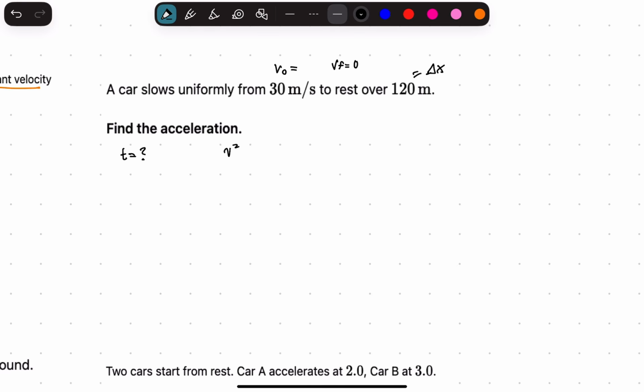So that's going to be V squared is equal to V initial squared plus 2 times acceleration times delta x. It's going to be 0 times 0 is equal to 900 plus 240 times your acceleration, because we can show that here: 2 times 120 times a. 0 is equal to 900 plus 240a. So our acceleration, if we subtract 900 and divide that by 240, is going to be equal to negative 303.75 meters per second squared.